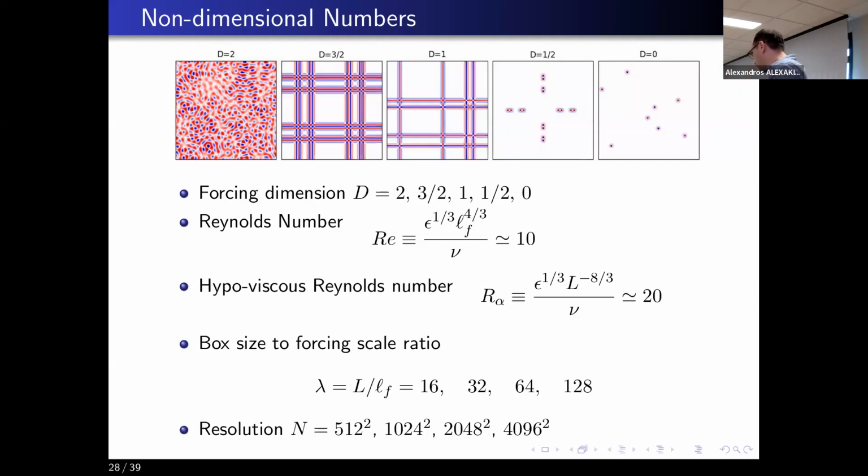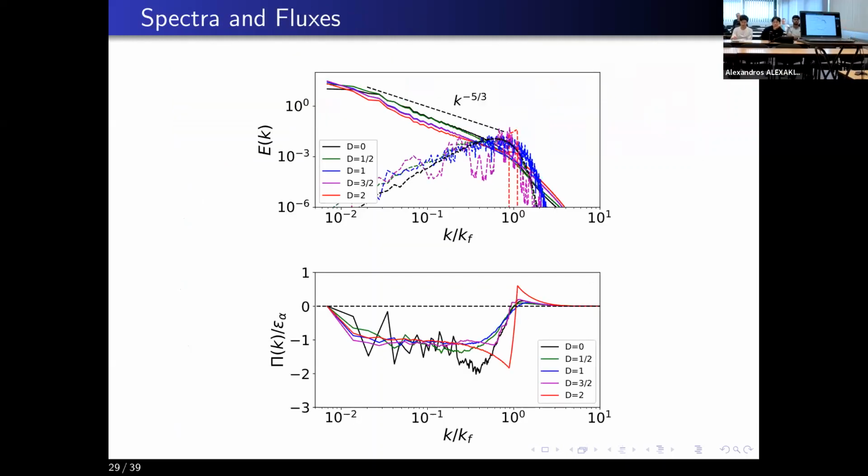Okay, so we're all set up, so I can start showing results. We start with the simplest things we can do: energy spectra that show behavior close to k to the minus 5/3. It's not exactly k to the minus 5/3. The red line, which corresponds to d equal 2, is the closest to k to the minus 5/3. The others show some small deviation, which is understandable.